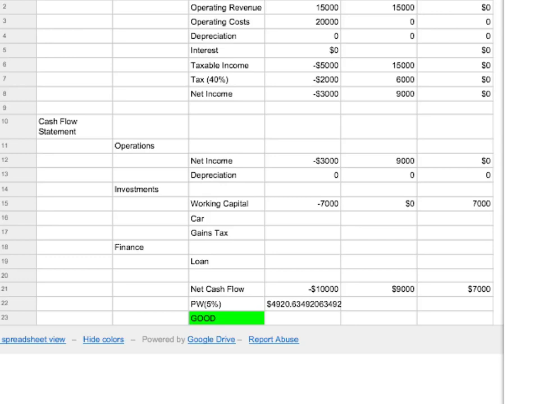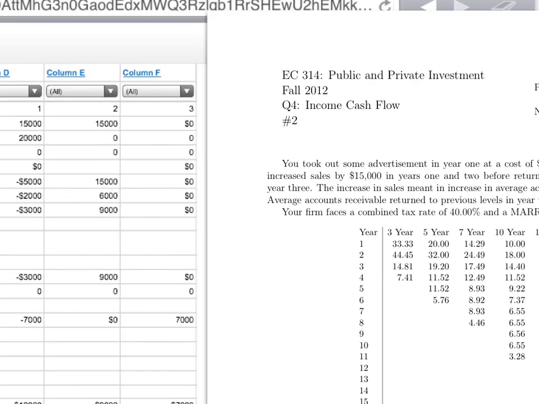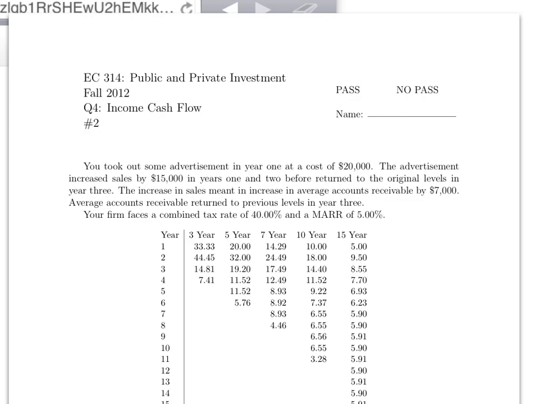And then in the last year, when our $7,000 comes back to us, we get this back. Now, I've calculated the present worth at 5%, so I've just taken this negative $10,000, added this positive $9,000 divided by 1.05, and this positive $7,000 divided by 1.05 squared to get the present value right here. And this looks to be a good investment because it has positive present worth. So there is an explanation to essential question number 4, version 2, in the fall of 2012.